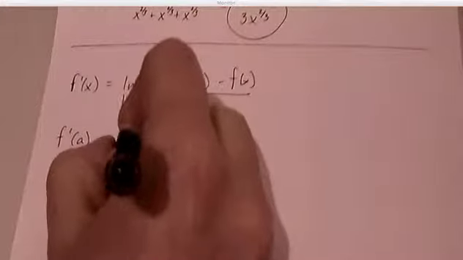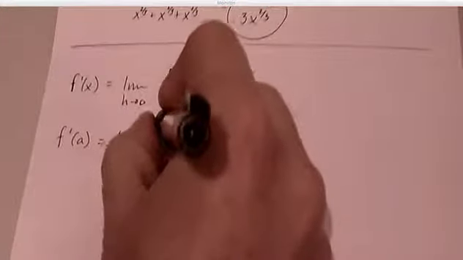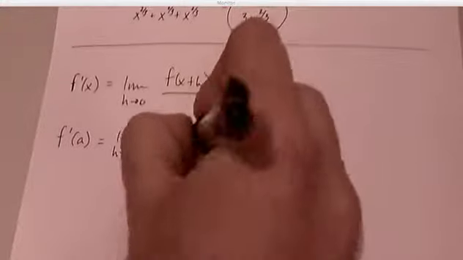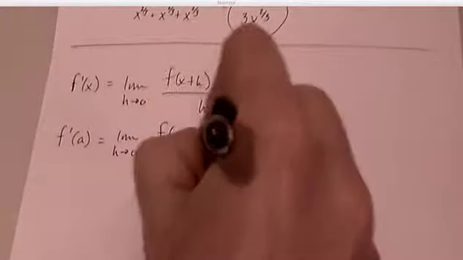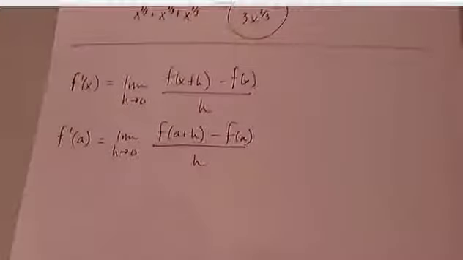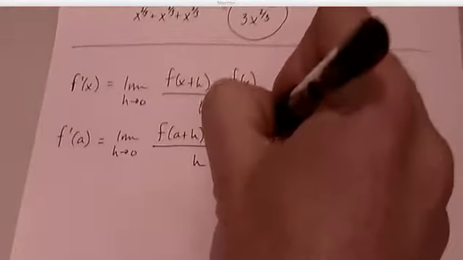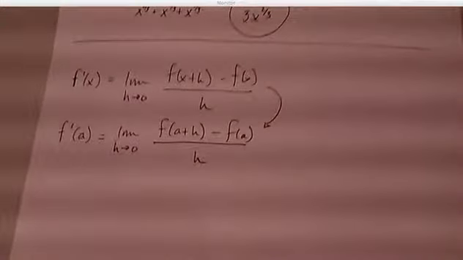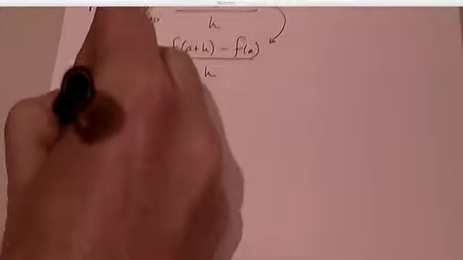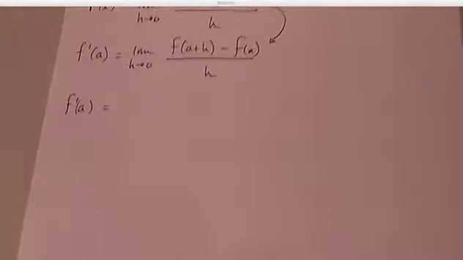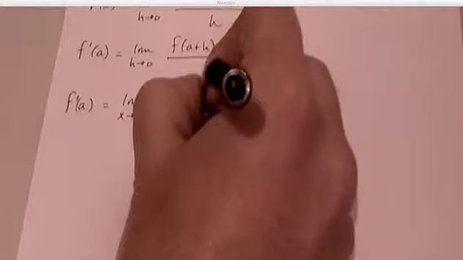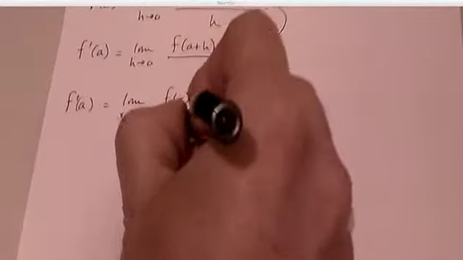I could just use function notation, keep the limit as h approaches 0, and this would be f of a plus h minus f of a, all of that over h. That is basically a corollary of the original definition. That is not the alternate definition. The alternate definition is the other way that you're going to find the derivative at a particular value, and that's the limit as x approaches a of f of x minus f of a over x minus a.